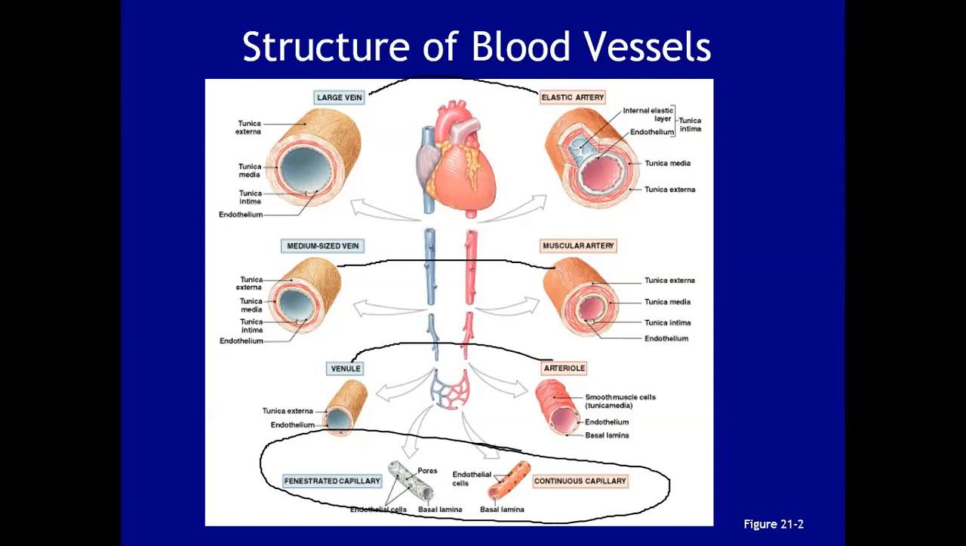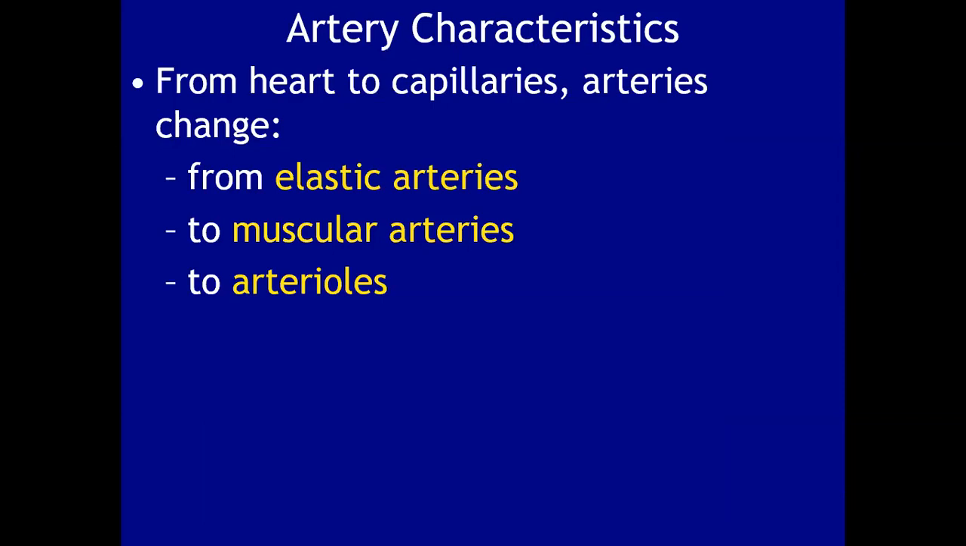Okay, so elastic arteries. Elastic arteries are going to be those that are the closest to the heart. So when we think about arteries characteristics, we've got elastic arteries, we've got muscular arteries, and we've got arterioles. And they're going to decrease in size as we move from the heart down to the capillaries.